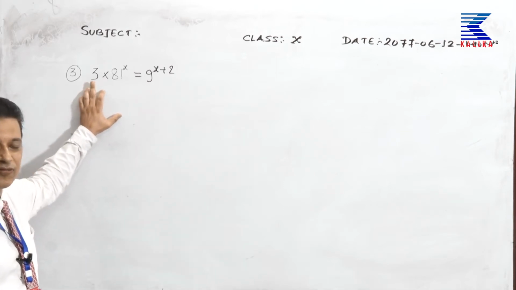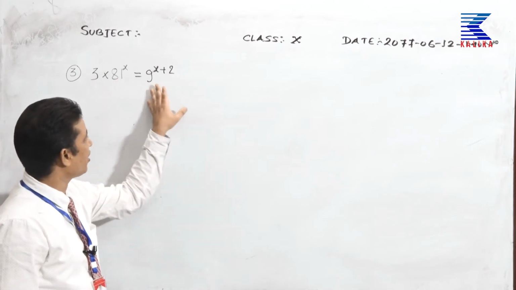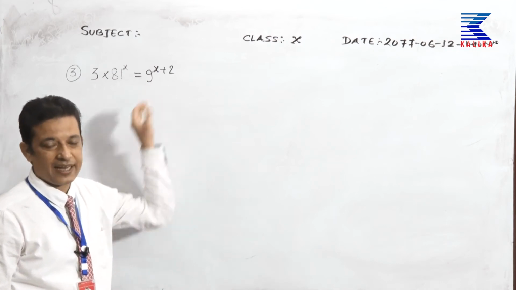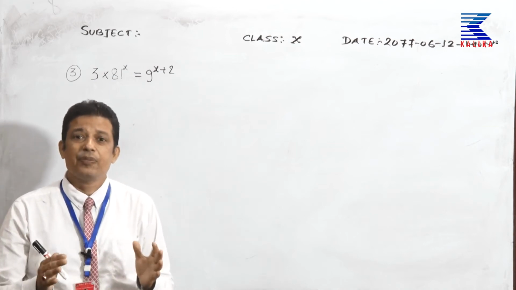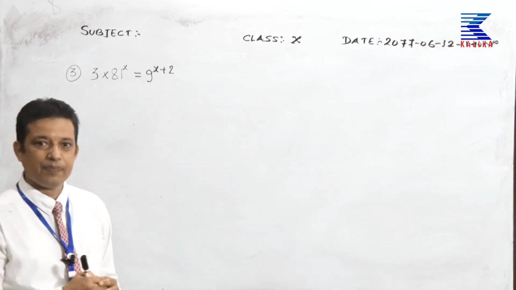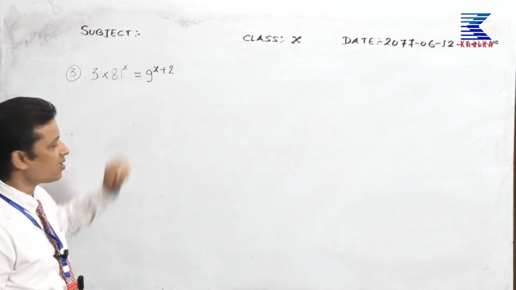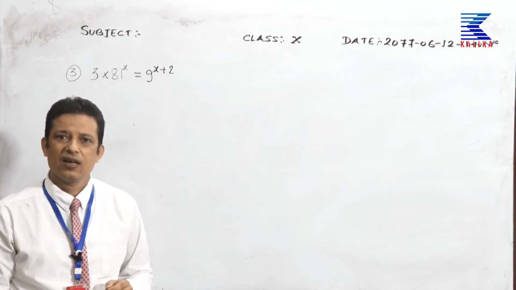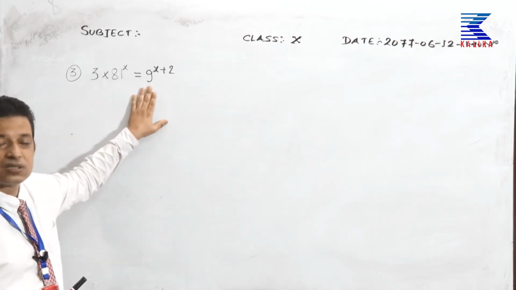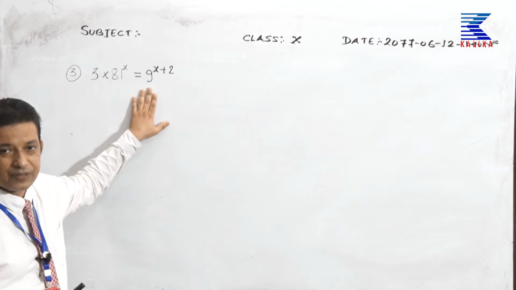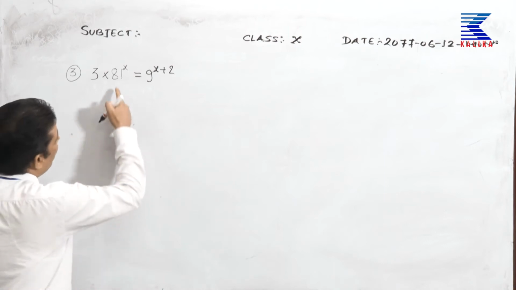The base of this term is 3, the base of this term is 81, the base of this term is 9. They are having different bases, and the sign between them is multiplication. So, in this case, as per the laws of indices, at first we should try to make all the terms have the same base. To convert them into the same base, we need to factorize the terms.